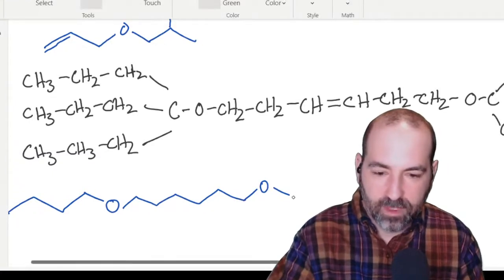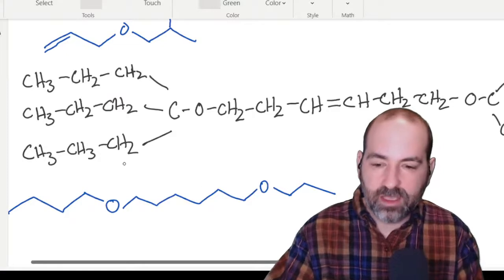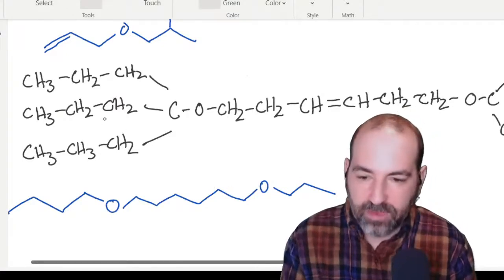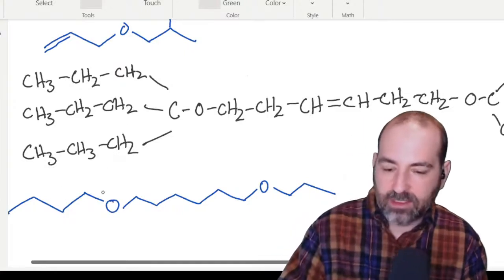Whoops. I accidentally wrote that. So 2 more coming out from the end. So that should take care of it. Now we have some other stuff to add. We've got 2 more groups of 3 carbons coming off of the one that's connected to the O.